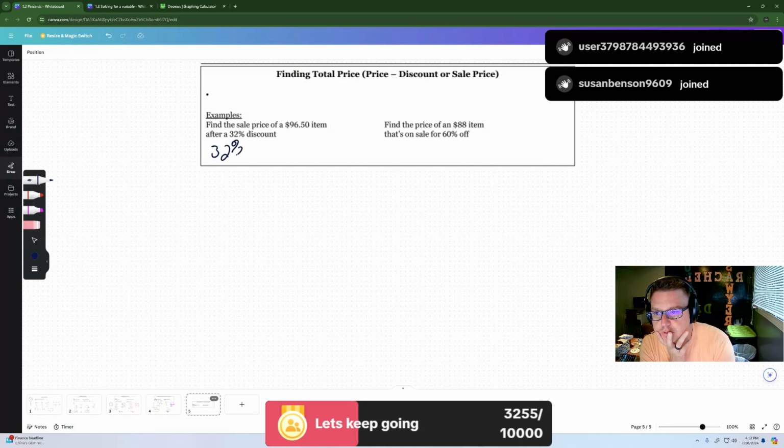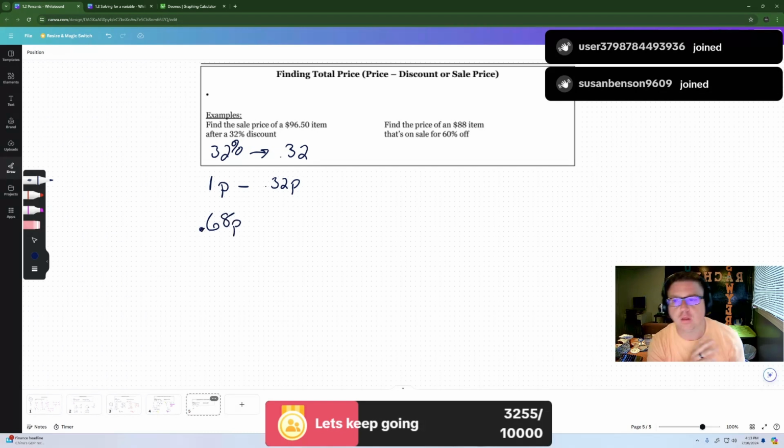So 32%, move it to 0.32. Then we're going to do a sale price. So we need the price minus 0.32 price. So here's where we get the 100% minus the 32% discount. So really we are only paying for 68% of what the actual item is.